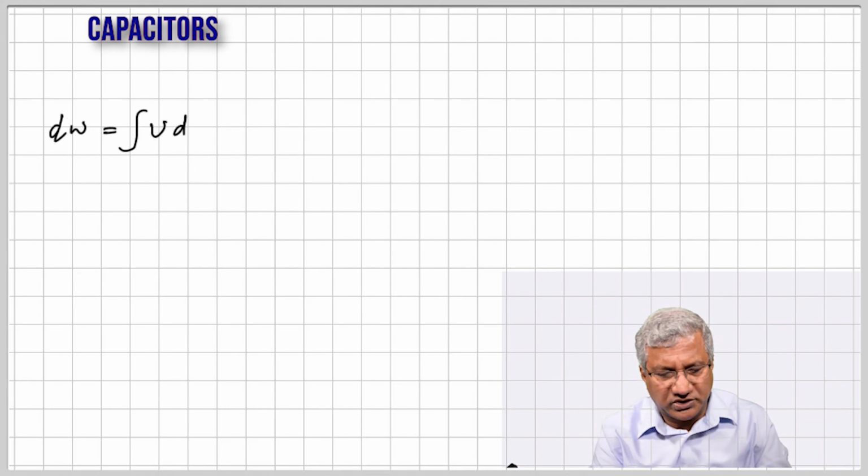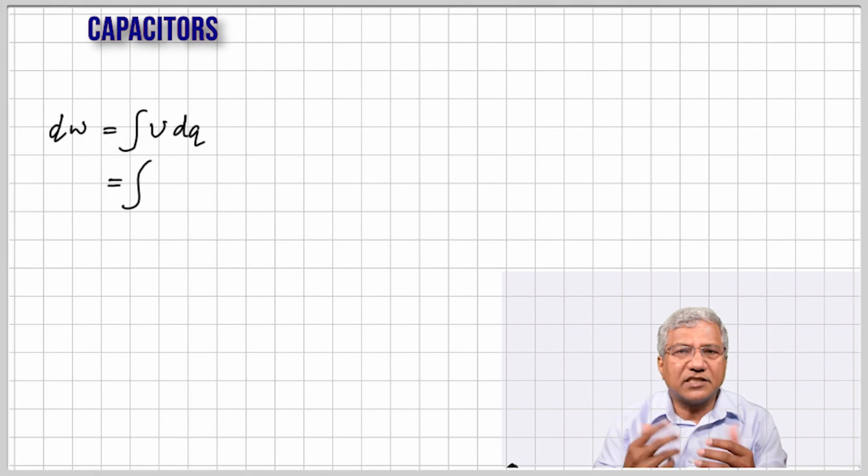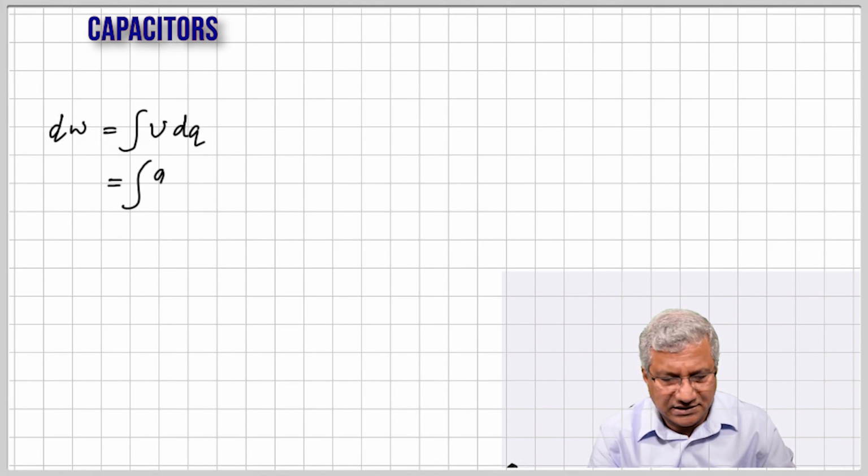The small work done is integral V dq. That is by the definition of voltage, because voltage is work over charge. Therefore, work is the product of voltage and charge. And then you have to integrate. And before we integrate, let's substitute for voltage. What is voltage? Voltage is Q by C, isn't it?